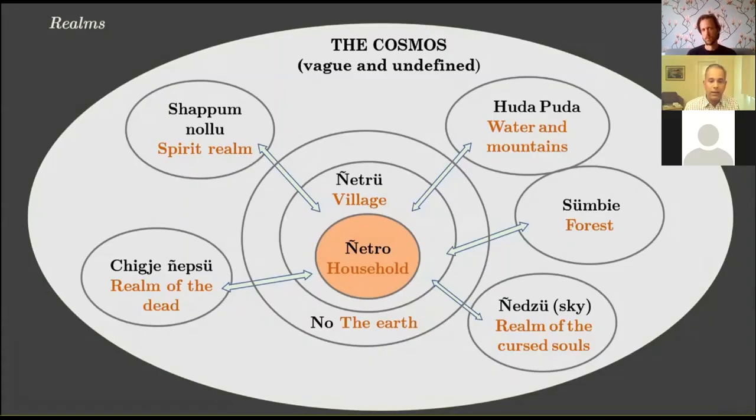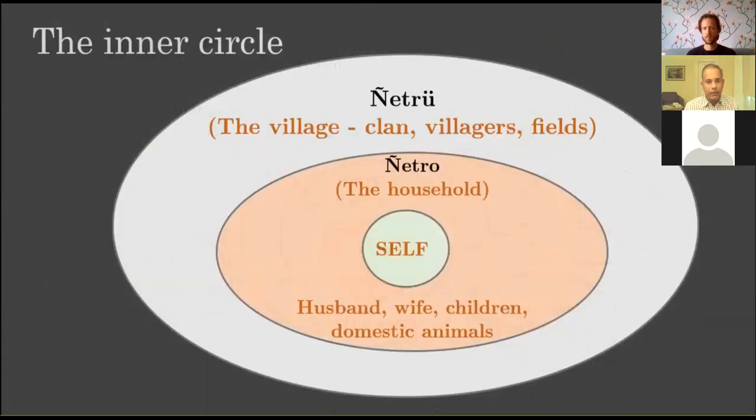And just like there was imbalance and then there was suffering when the spirit tried to grab the man's land, whenever this balance is disturbed there is chaos. And there is also the inner circle of the self. And around the self, there is Netro: husband, wife, children, and domestic animals. And there's Netru: the village, clan, and the fields, etc.